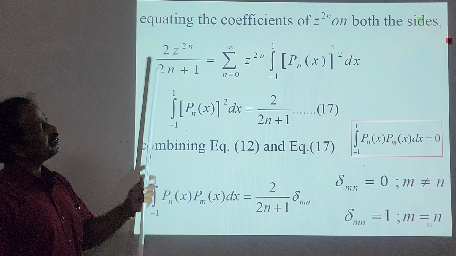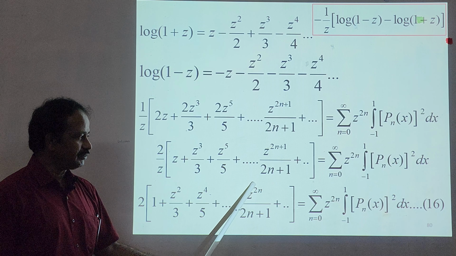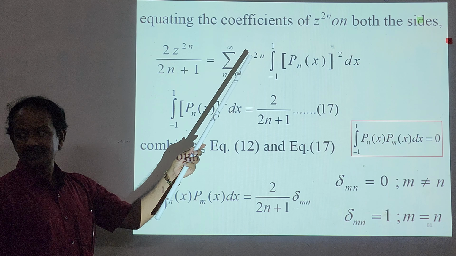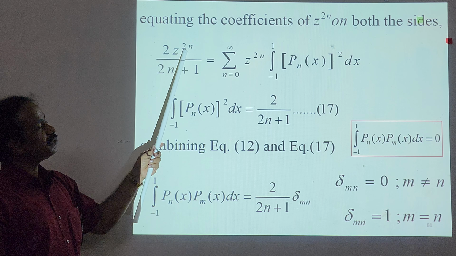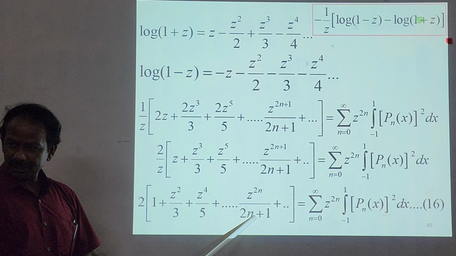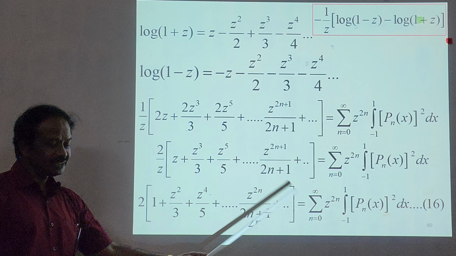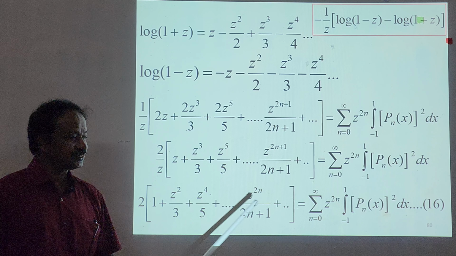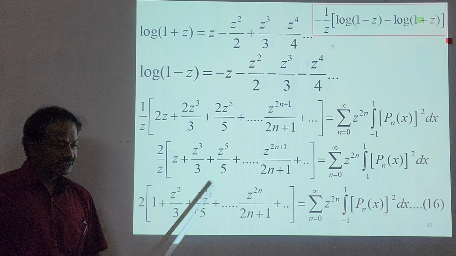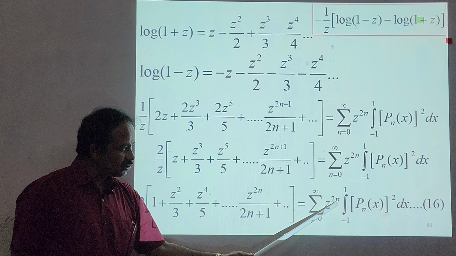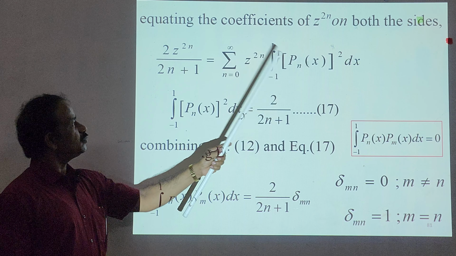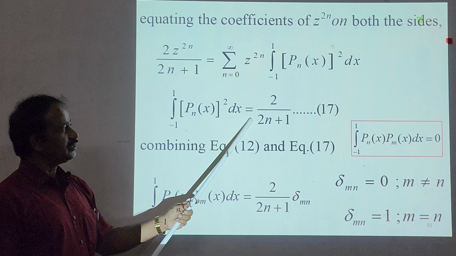Now equating the coefficient of z to the power 2n on both sides. Here z to the power 2n, here z to the power 2n. So we can equate the coefficient of z to the power 2n. So you have 2 z to the power 2n divided by 2n plus 1. This is z to the power 2n divided by 2n plus 1 multiplied by 2. So this is your coefficient, 1 divided by 2n plus 1 multiplied by 2. This is your coefficient of z to the power 2n. The coefficient of z to the power 2n is nothing but this one, so this one is equivalent to this: 2 divided by 2n plus 1.